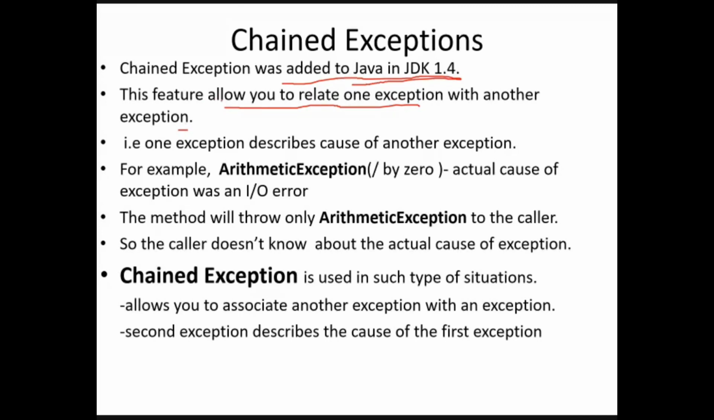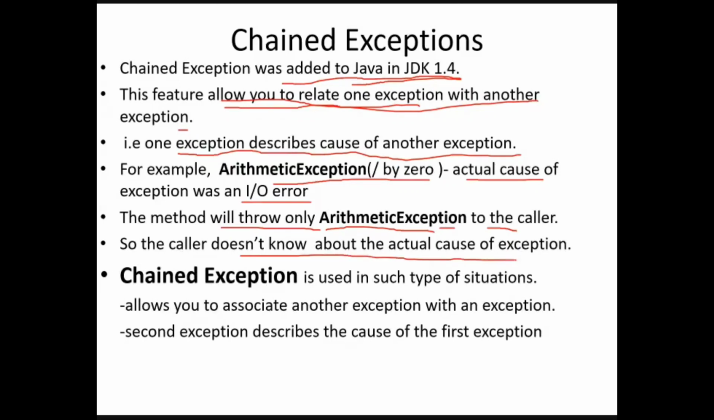So this feature allows you to relate one exception with another exception, where one exception describes the cause of another exception. For example, for arithmetic exception, divide by 0, the actual cause of the exception was an IO error. But the method will throw only the arithmetic exception to the caller, not the IO exception. So the caller does not know the actual cause of the exception. By using chained exceptions, we can combine the actual cause with the exception. Got it? Understood? Say yes or no.